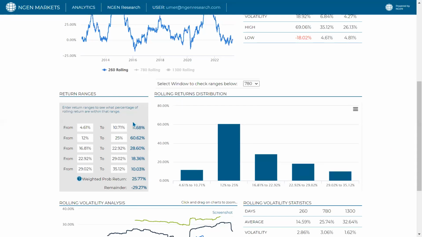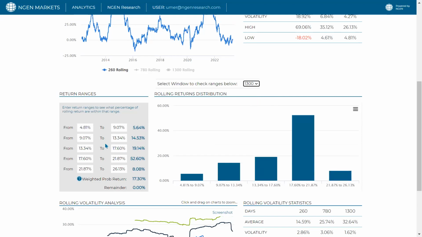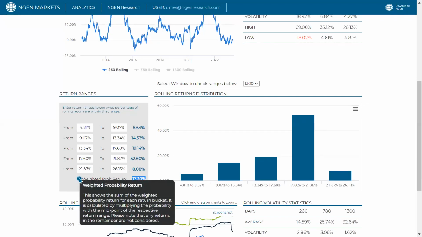So that's how you can use these return ranges for any particular fund or portfolio in our NGEN Markets terminal. Here you can change the return ranges. This is a toggleable button where you can toggle it for a 5 year period to determine the probabilistic view. And what we have given here is the weighted probability return. Considering the return ranges here, this is the weighted probability return of backtesting between all of them. You can also see the question mark here. We have given these question marks to assist you whenever you face any difficulties with any parameters.